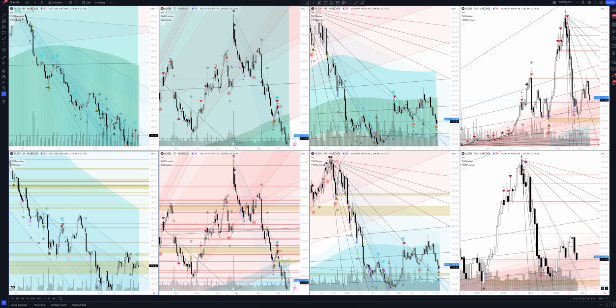Today we will take a look at ALGN technology stock. Let's analyze the market situation and find out how you can make money on it. Let's start.